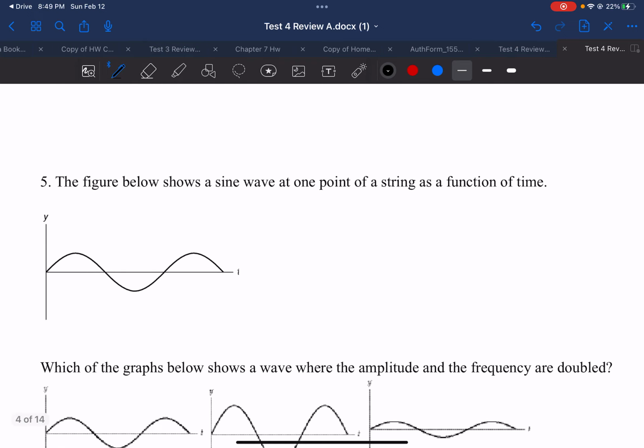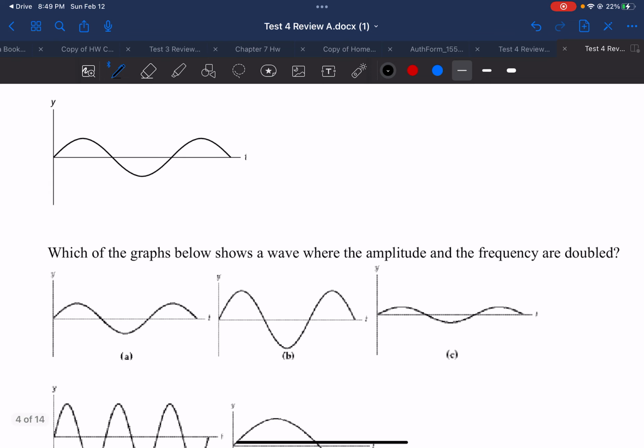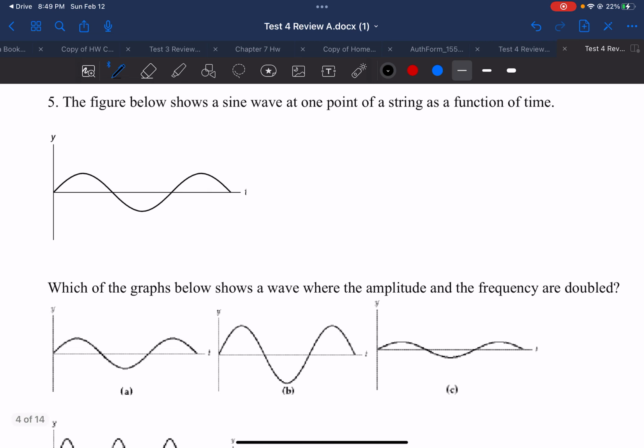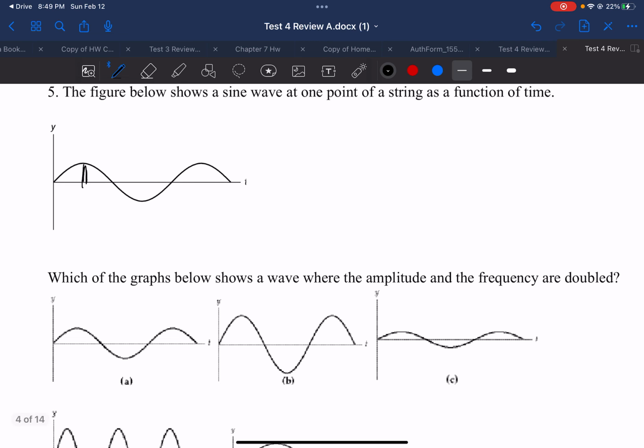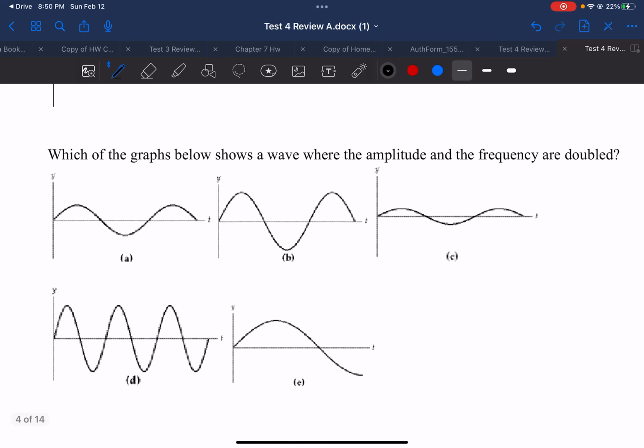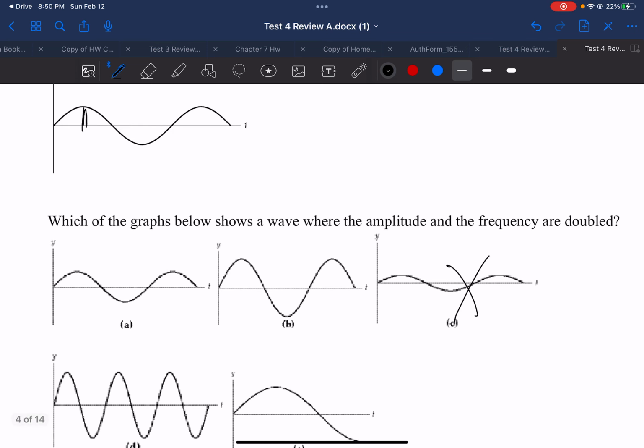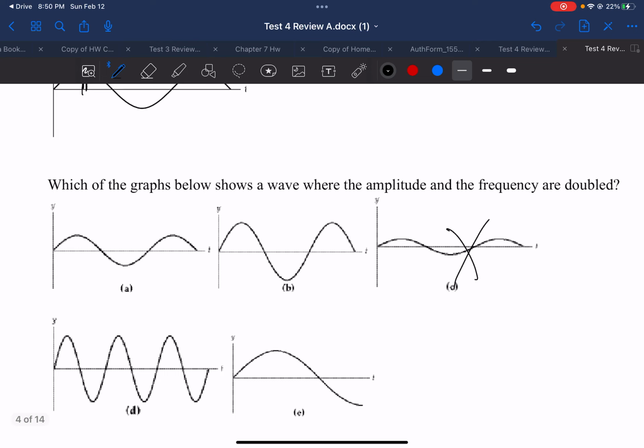The figure below shows a sine wave at one point of a string as a function of time. Which of the graphs below shows the wave where the amplitude and the frequency are doubled? The amplitude is this quantity over here. For the amplitude to be doubled, we would need that quantity to be larger. That rules out this one over here. And this one, the amplitude is the same. That sort of leaves us with B, D, and E as potential candidates.